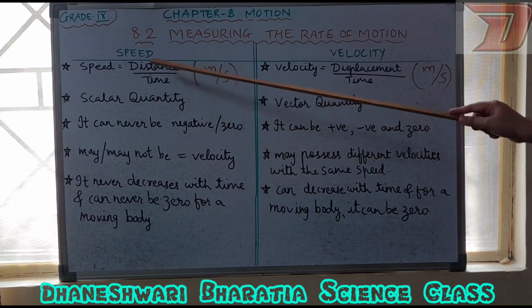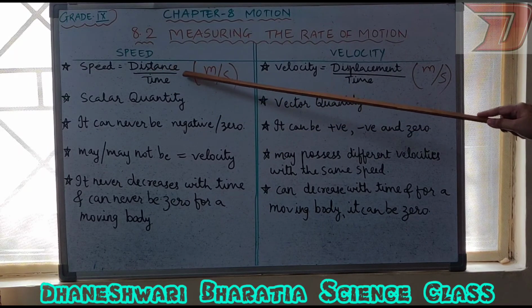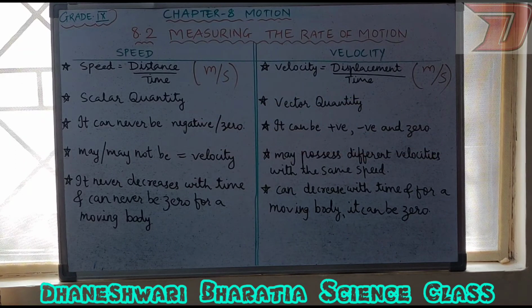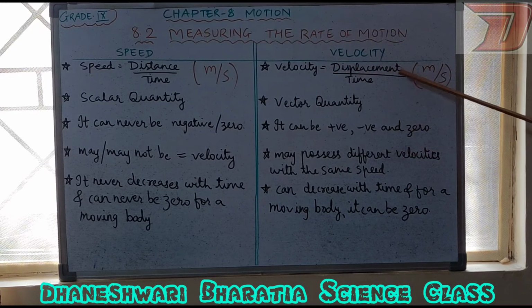As we know, what is the speed? It is nothing but distance travelled in the given time or in the unit time, right? And its SI unit is meter per second. Similarly, what is velocity? The displacement occurred in the given time, right? And its SI unit is also the same, right?